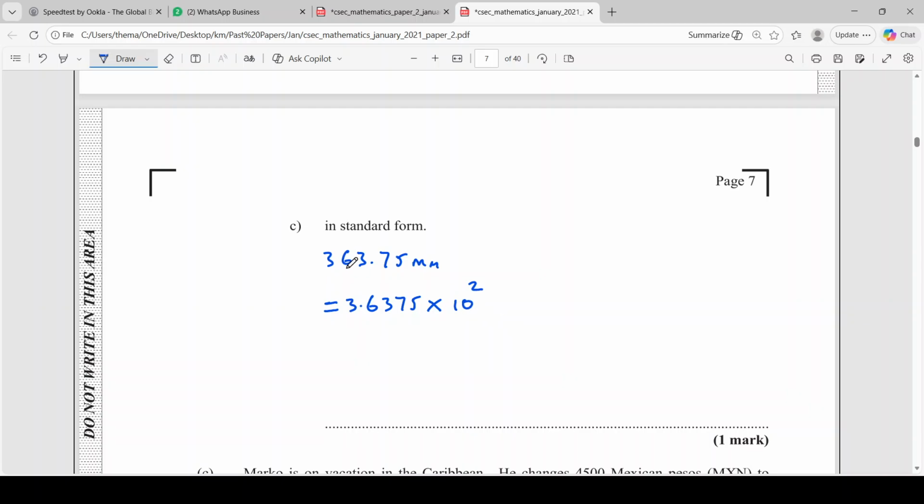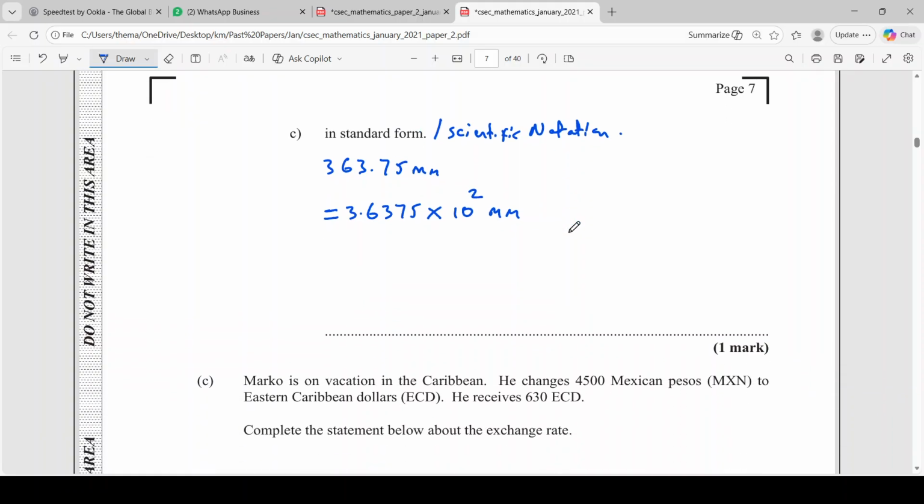And remember, since the number is greater than 1, and we shifted it to the left, it's going to be a positive power here, right? If this is a number less than 1 and shifted it to the right, this will be a negative power. Just to remember, sometimes they could ask for another name instead of standard form. They could also ask for scientific notation. Same thing, means the same thing, right? Scientific notation and standard form are the same thing.